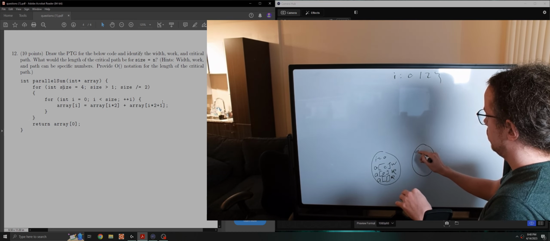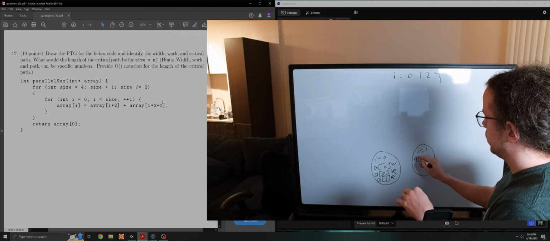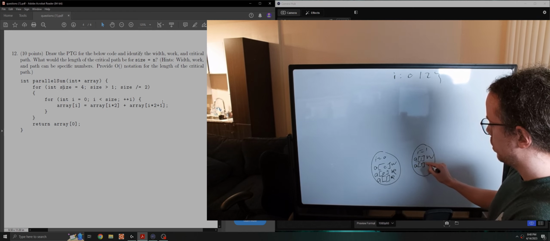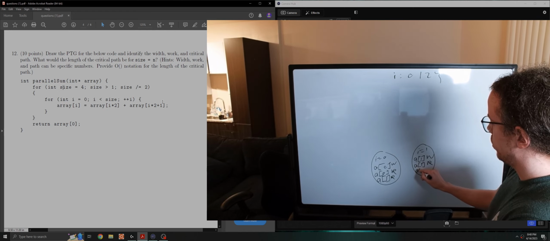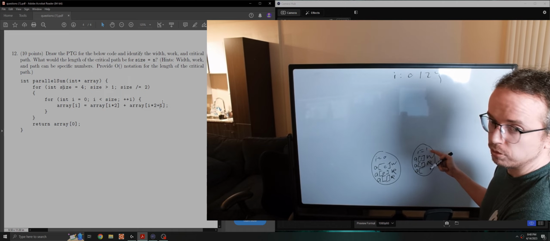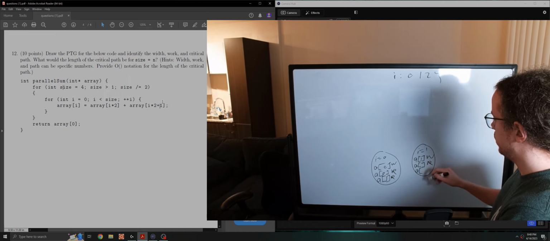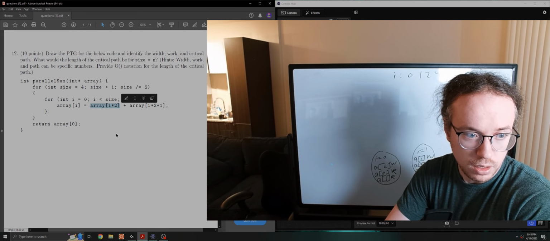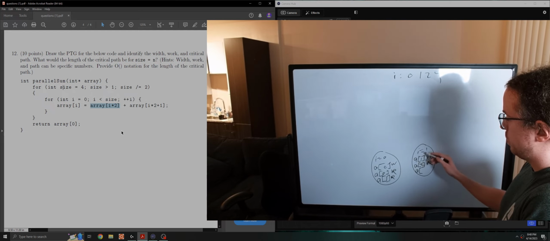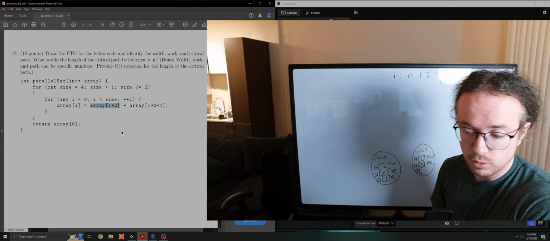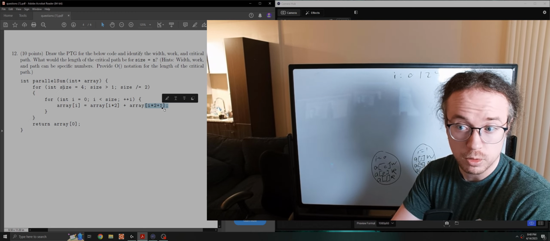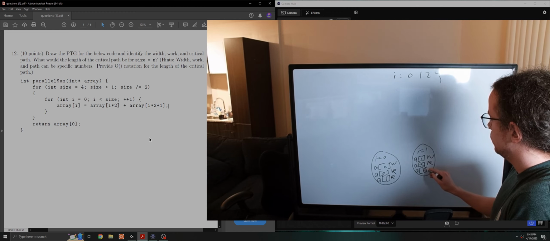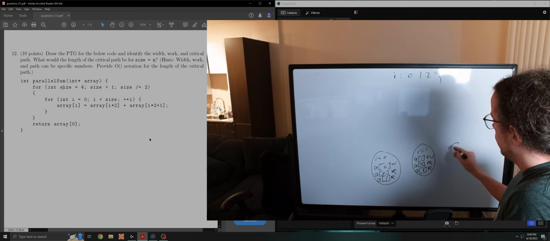Second task, I is 1. We're going to write to A1. We're going to read from A1. Oh, oops, sorry. We're going to read from 2 because the index on this line is I times 2. So we access I times 2, 1 times 2 is 2, and then 1 times 2 plus 1, which is 3. Okay? And then we keep doing this.